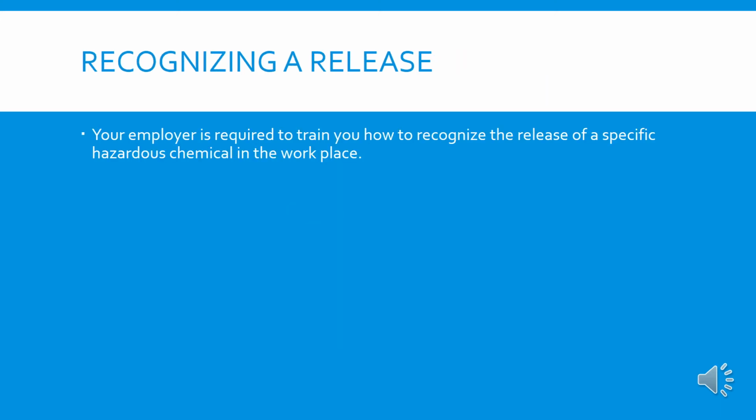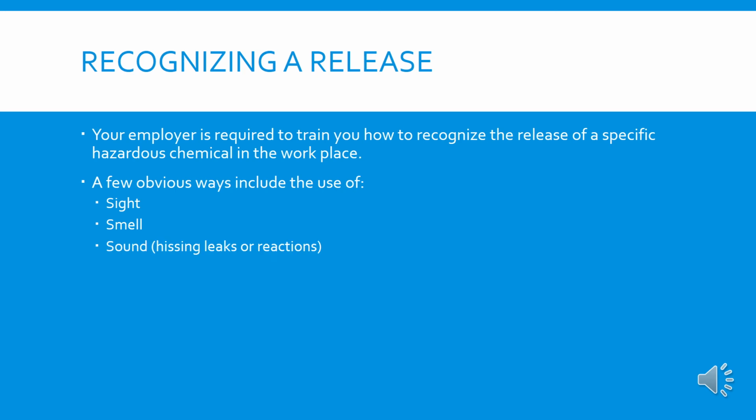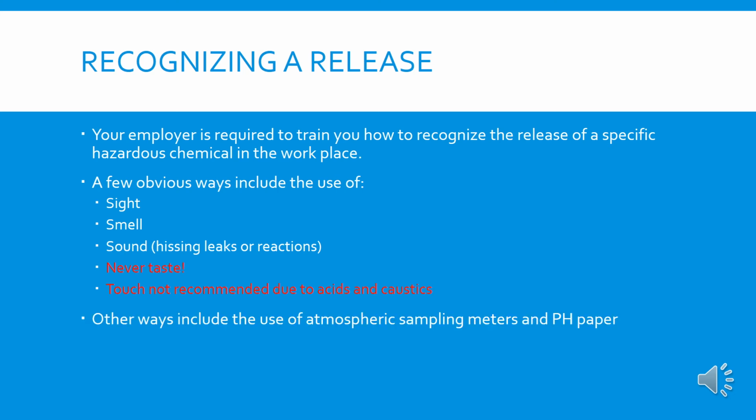Your employer is required to train you how to recognize the release of a specific hazardous chemical in the workplace. A few obvious ways include the use of sight, smell, sound, hissing leaks or reactions, never taste, touch not recommended due to acids and caustics. Other ways include the use of atmospheric sampling devices, alarms, and pH paper.